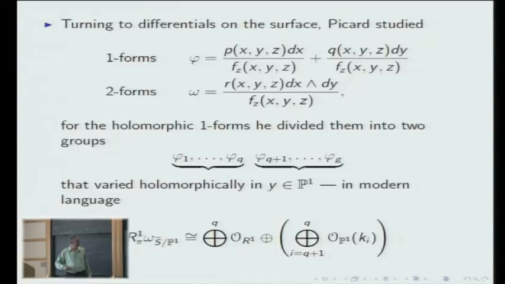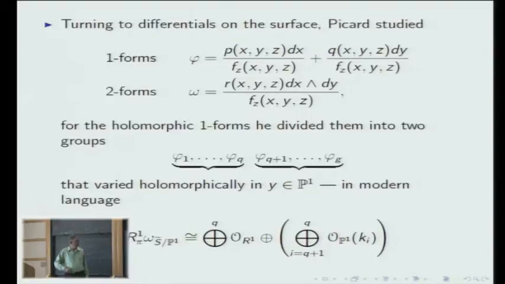And in modern language, what he's doing is taking this surface that you get by blowing up the base points that fibers over the projective line, taking the direct image of the relative canonical bundle, that's the differentials along the fiber, and Picard showed that it was a direct sum of a certain trivial part and a certain part that was a direct sum of these standard line bundles on P1.